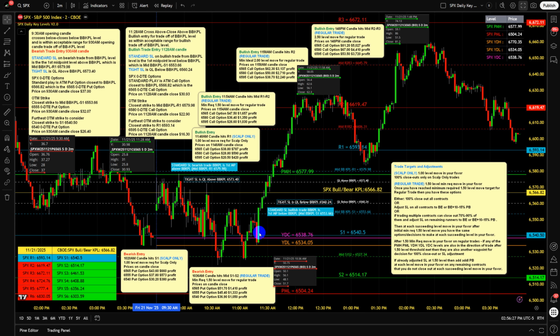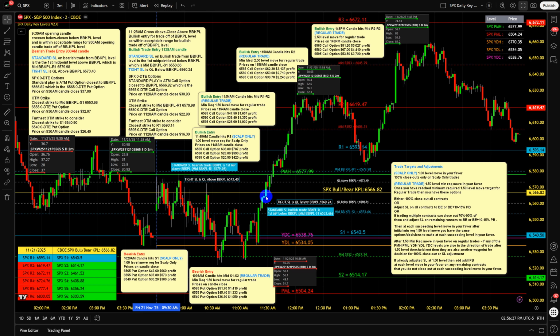Okay, so now we're going to move into the next trade, which is a bullish trade off of the bull bear KPL. And that trade occurs on the bullish entry at 11:28. So this is the 11:28 candle here.